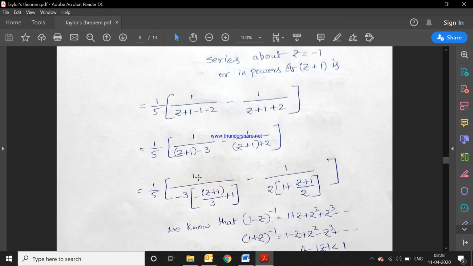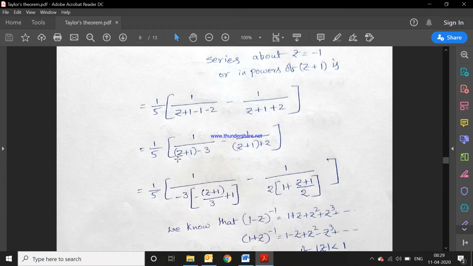So next, we are using the expansions of 1 by 1 plus z and 1 by 1 minus z to write the Taylor series. If you want to use the expansions of 1 by 1 plus z and 1 by 1 minus z, the constant must be 1. So that's why here we are taking -3 common. You need to write 1 plus z or 1 minus z. So that's why here common -3.